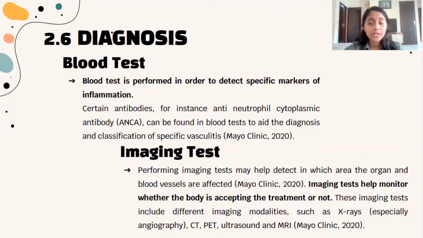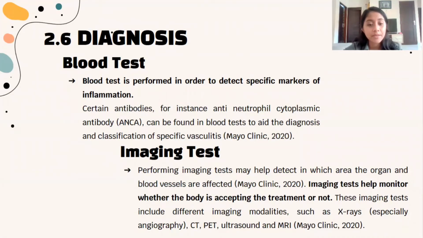So now I will continue the diagnosis of vasculitis. There are several diagnostic tests for vasculitis. First is the blood test. Blood tests are performed in order to detect specific markers of inflammation, such as a high level of CRP. And blood tests can also detect certain antibodies to aid the diagnosis and classification of specific vasculitis.